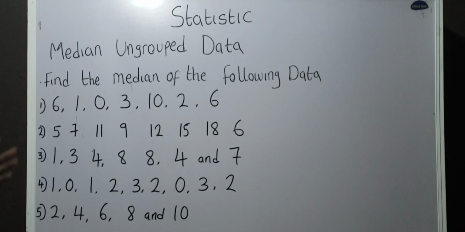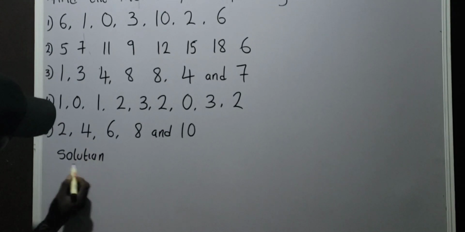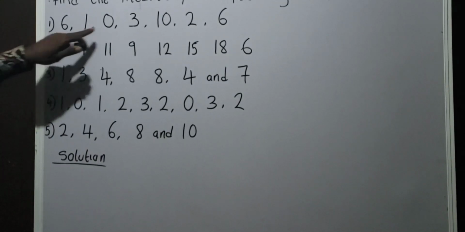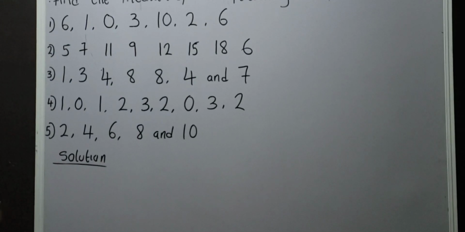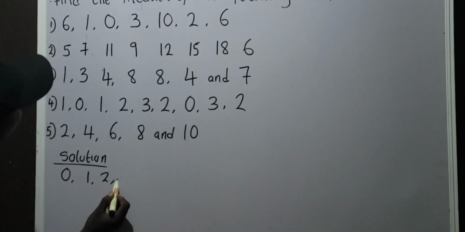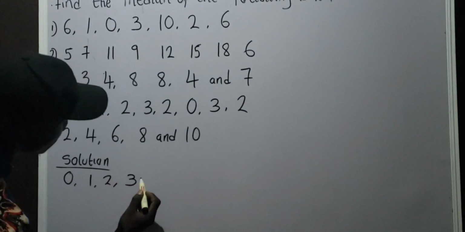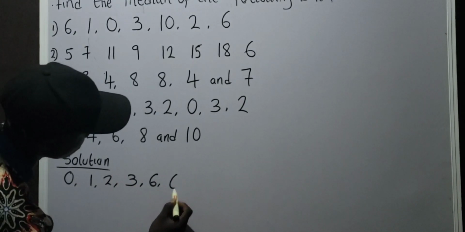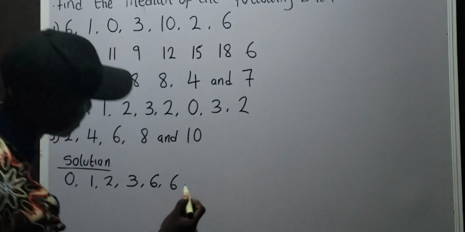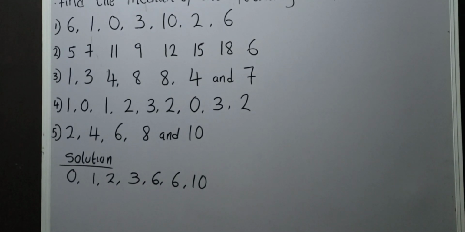Let's find the median of the following data. Don't forget, the first step is that we are going to arrange the data in ascending order. Let's start with question number 1. Okay, now let's arrange this data in ascending order. We have the least one as 0, followed by 1, 2, 3, 4, 5. There is no 5, so I put 6, 10, and 10. So I have arranged this data in ascending order.